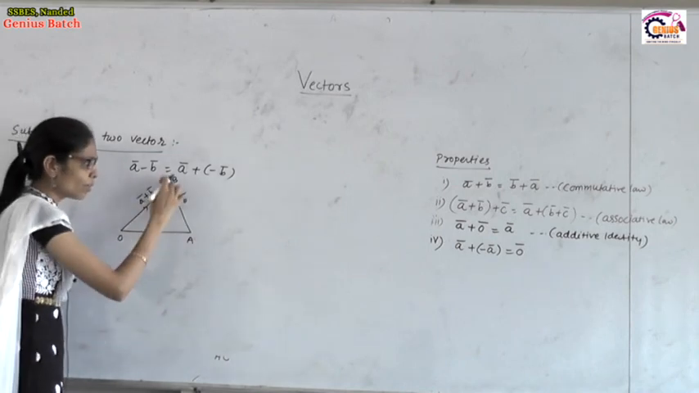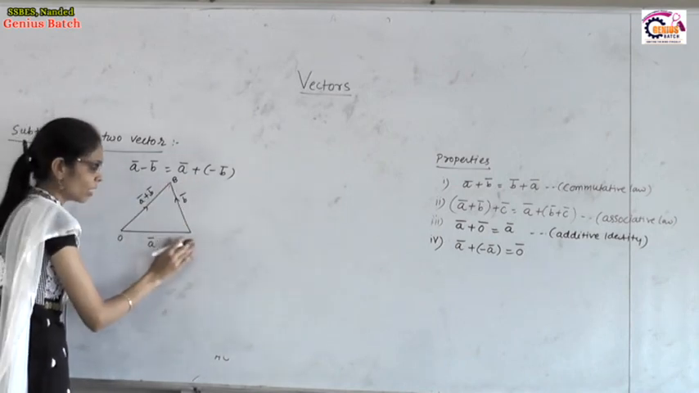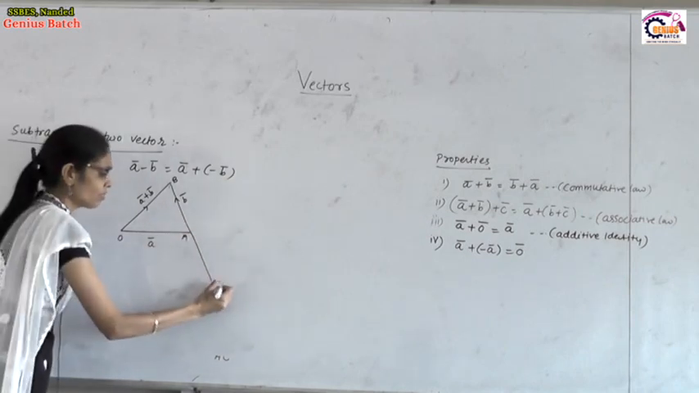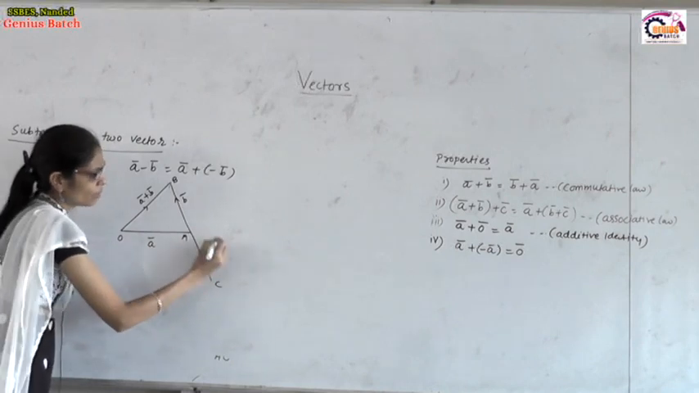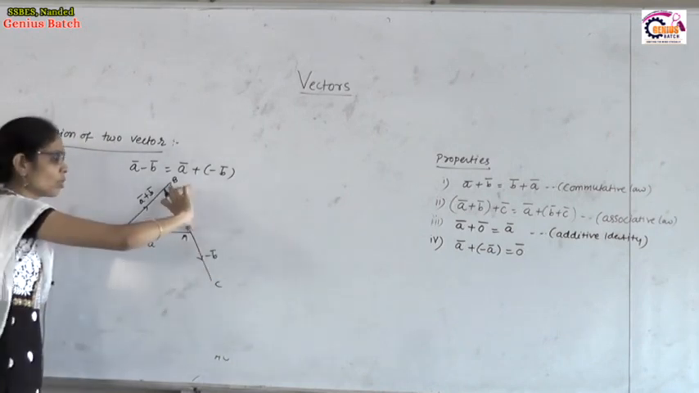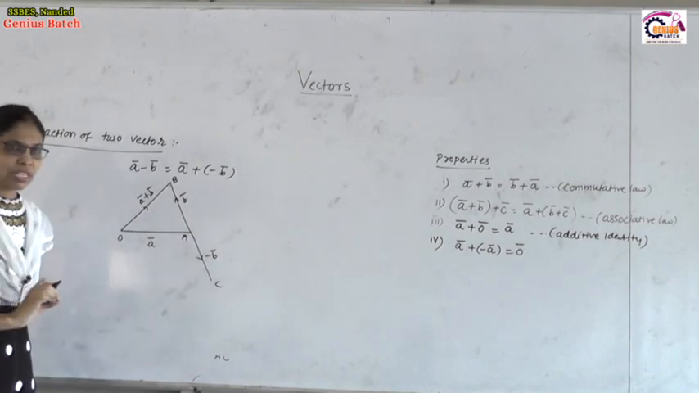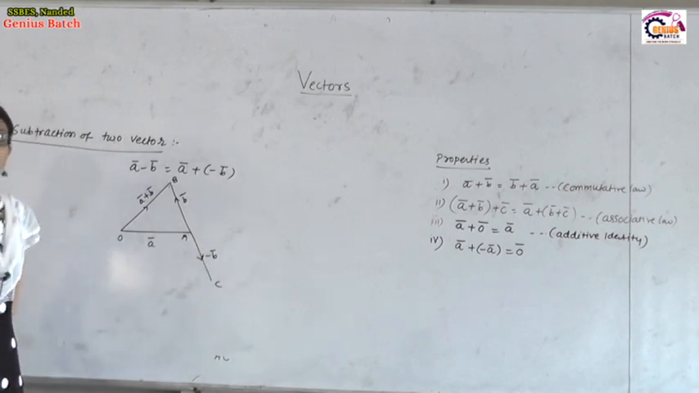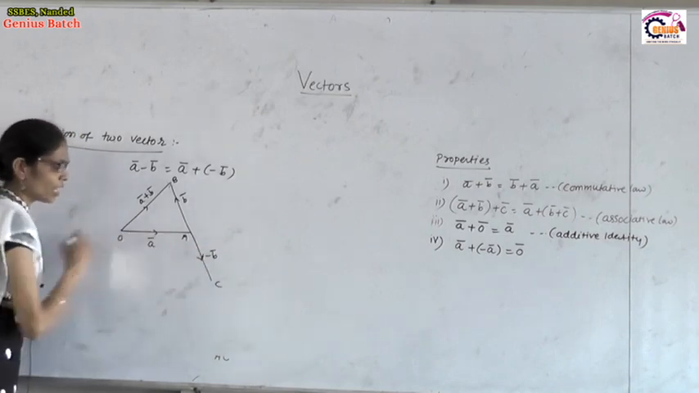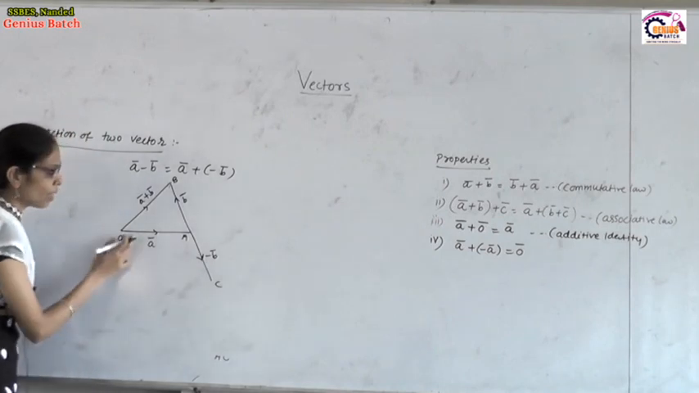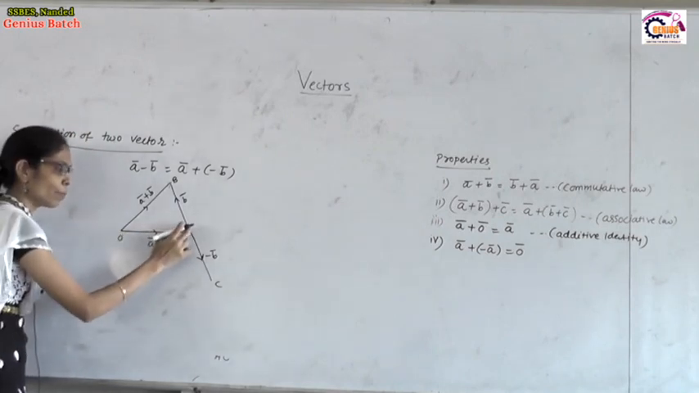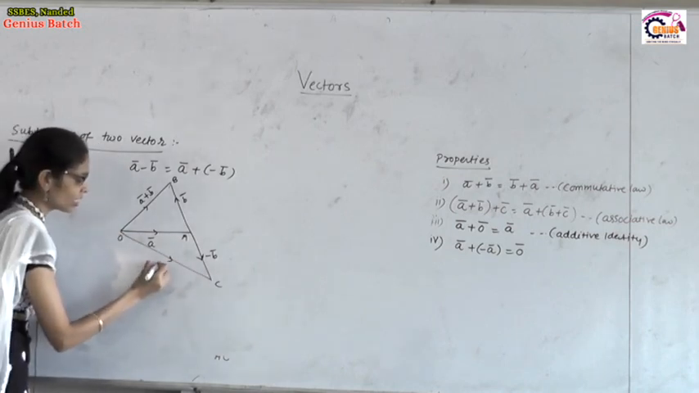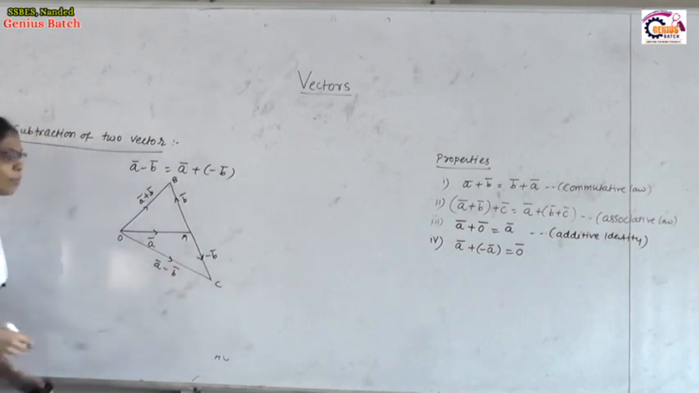Now negative of vector B will be a vector having same magnitude, but the direction will be exactly opposite. So suppose this is vector AC. Minus B lies along AC, suppose. So length of AB is equal to length of AC and direction is exactly opposite. So this can be represented by minus vector B. So this is vector A minus vector B. So by triangle law of vector addition, vector A plus minus vector B lies along OC. So this is vector A minus vector B.